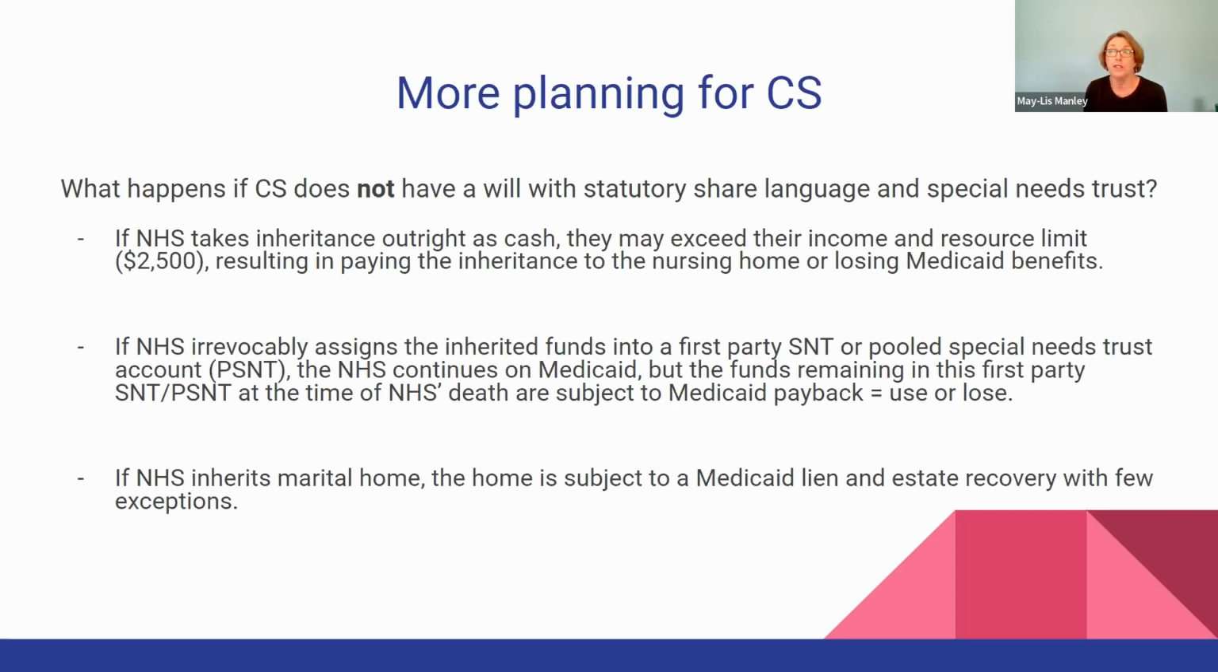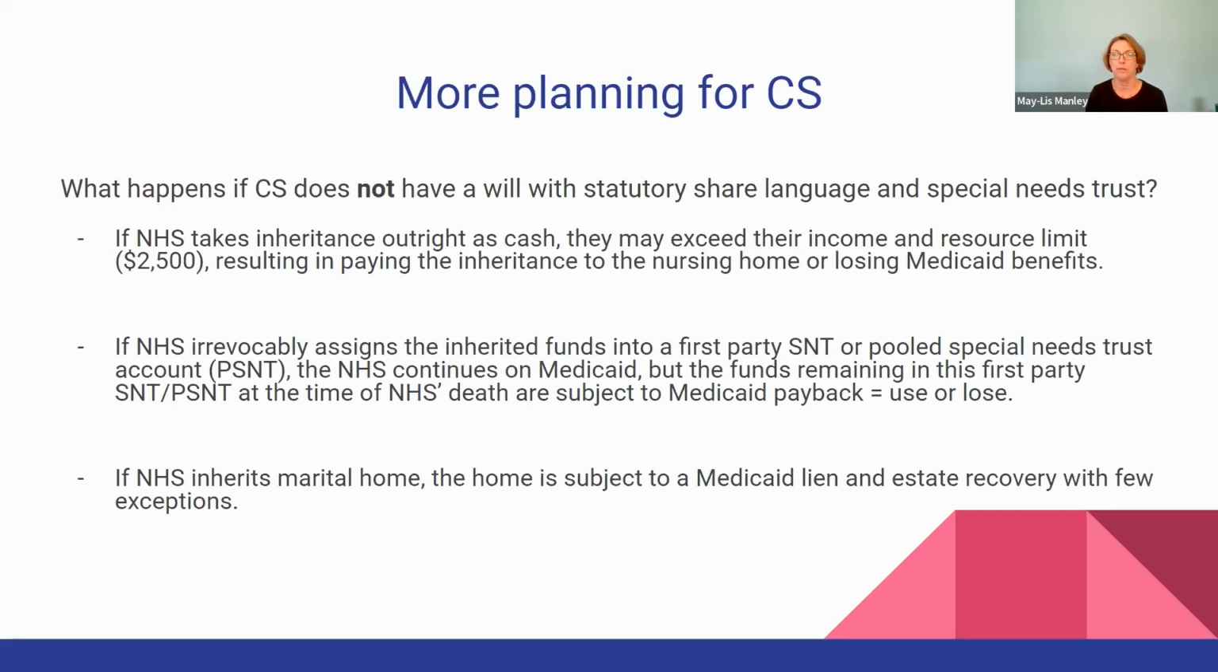An alternative is the nursing home spouse could irrevocably assign the inherited funds into a first-party special needs trust or a pooled special needs trust account, depending on the age of the nursing home spouse. In this situation, the nursing home spouse would continue on Medicaid, but the funds that remain in that account, in the special needs trust or pooled special needs trust, when the nursing home spouse dies, are subject to Medicaid payback. So it's kind of like you got to use it while you're living or you lose it. Again, not the best of all plans.